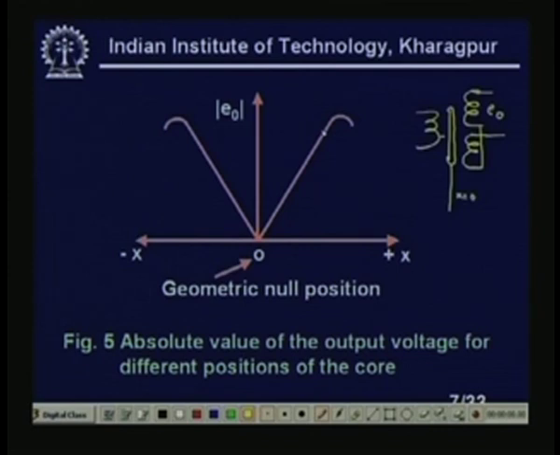And you see it is falling down, because at that position I am taking the core totally out of the bobbin. In that type of situation it will fall like this in both cases, when it is going up and when it is going down. You see I am getting a straight line relationship like this. So this is the absolute value of the output voltage of the LVDT in series opposition versus the position of the core.